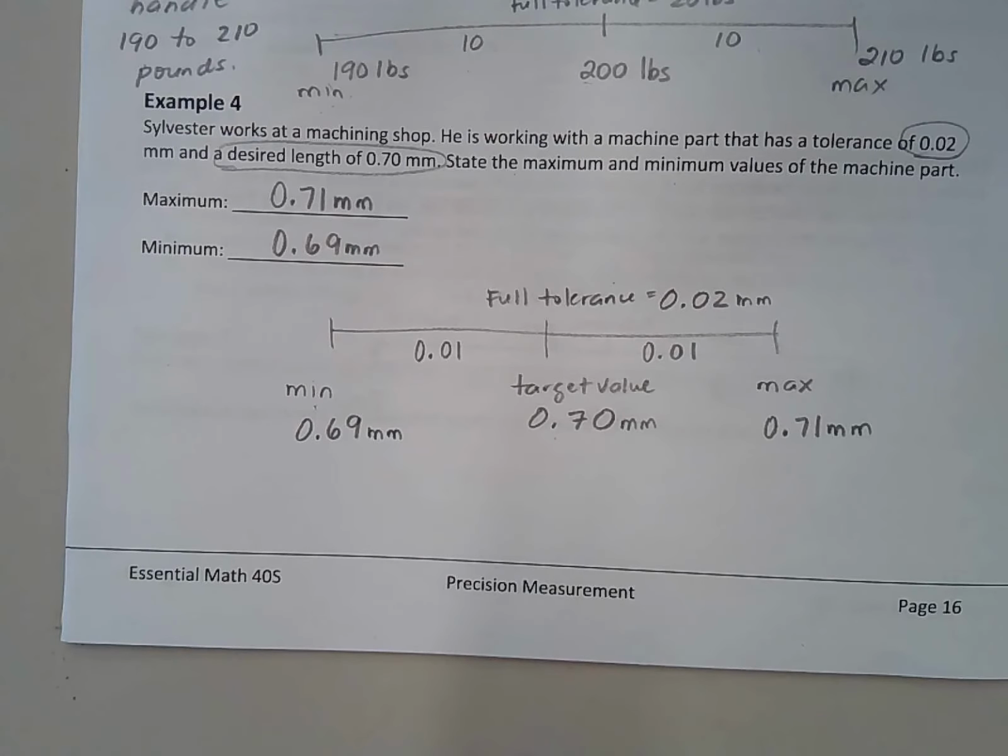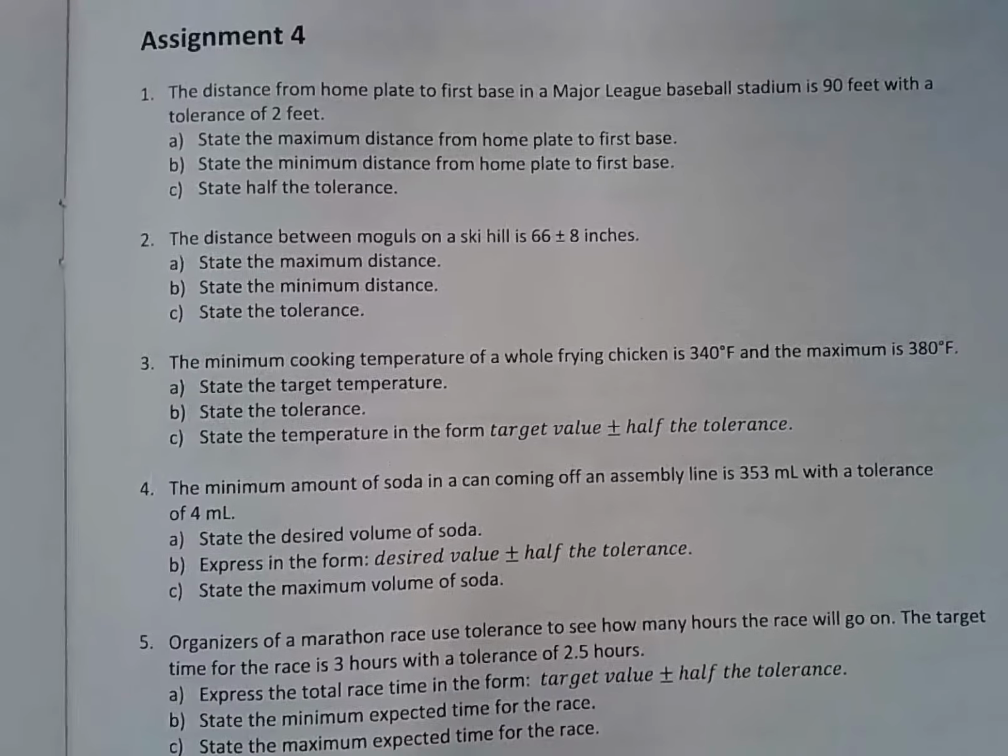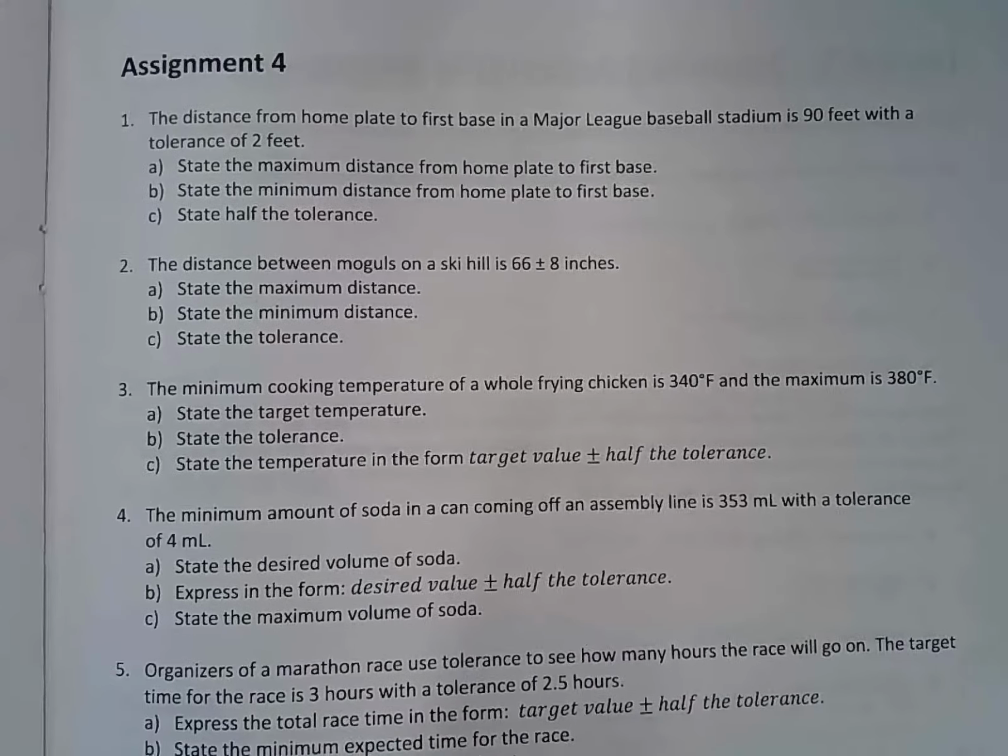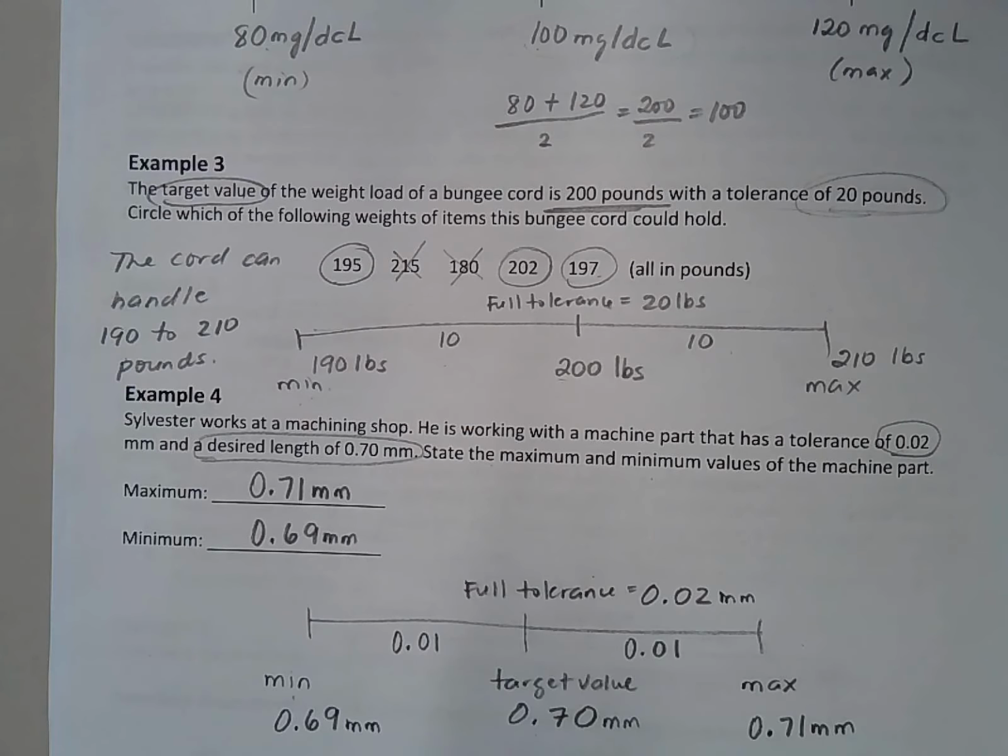Okay, and those are the acceptable values. If it's not within those acceptable values, it's probably tossed out, right? Because it doesn't work. It's either going to be too small or too big for whatever purpose it is for. Okay, so that's great. That's a really short one. Certainly, there are some assignment questions for you to try on your own, or if you have somebody to try it with.